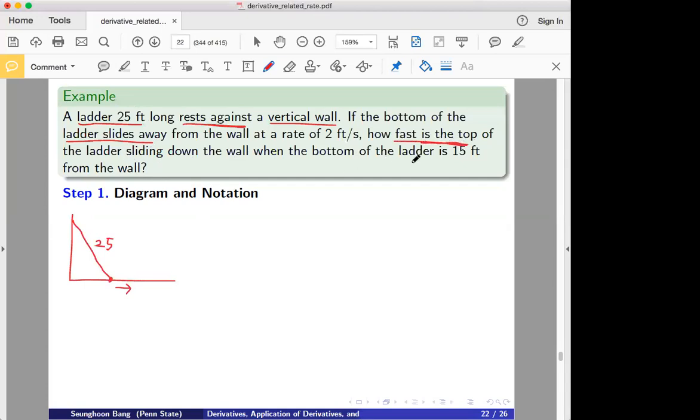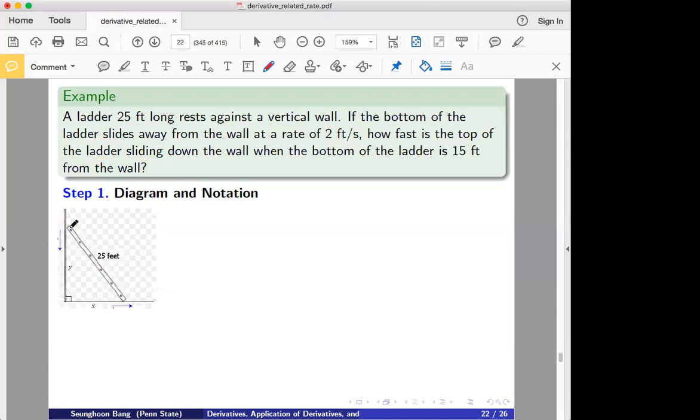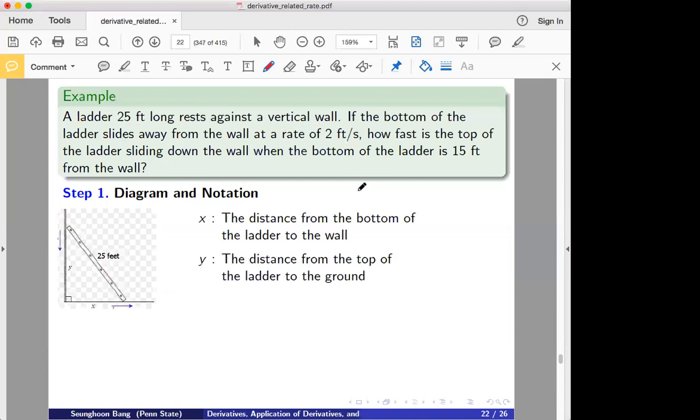The top of the ladder is sliding down. This is exactly, yeah, dx/dt, you're right, thanks. This is the diagram, like this. The distance from the bottom of the ladder to the wall, we can write as x. The distance from the top of the ladder to the ground is y. The t is time.